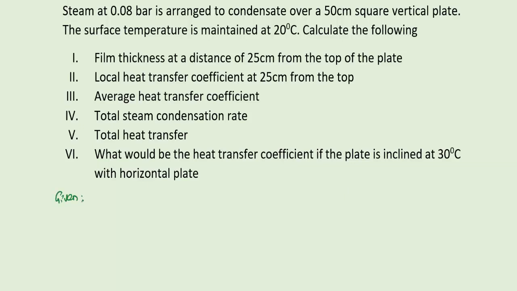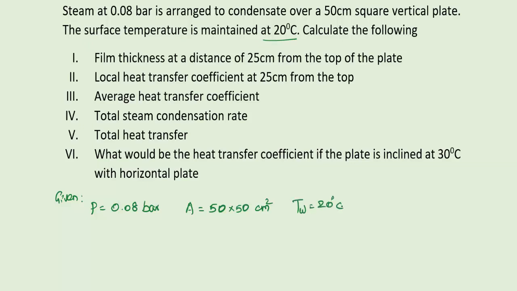Given, in the first thing, steam at 0.08 bar, so pressure P equal to 0.08 bar. Second thing, the area is a 50 centimeter square vertical plate, so the area of the square vertical plate is 50 into 50 centimeter squared. Next thing, the surface temperature is maintained at 20 degrees Celsius. So TW equal to 20 degree Celsius.